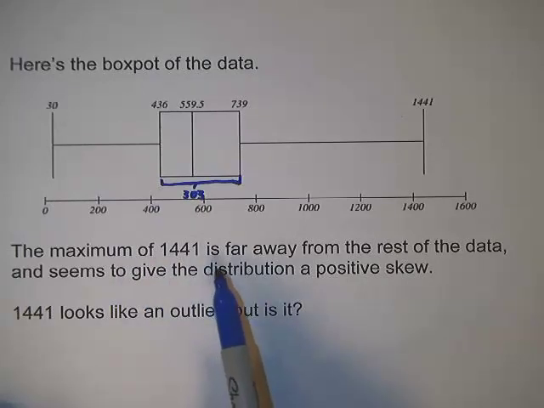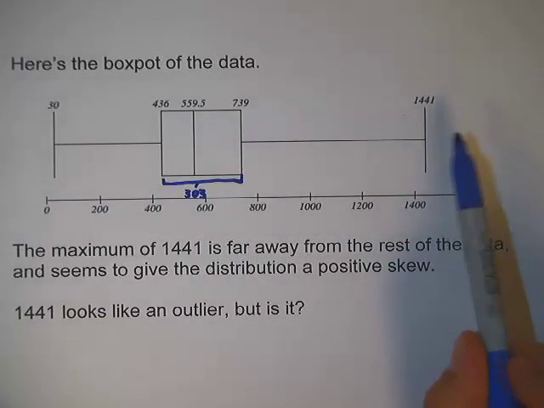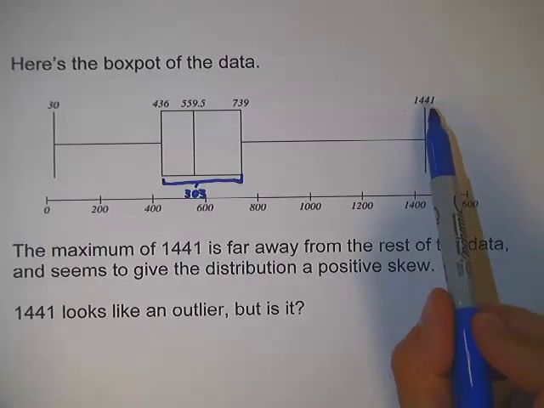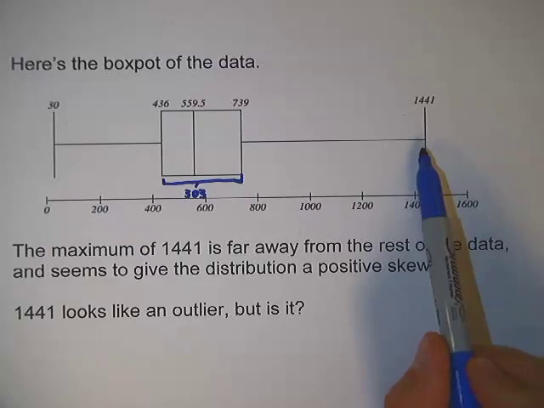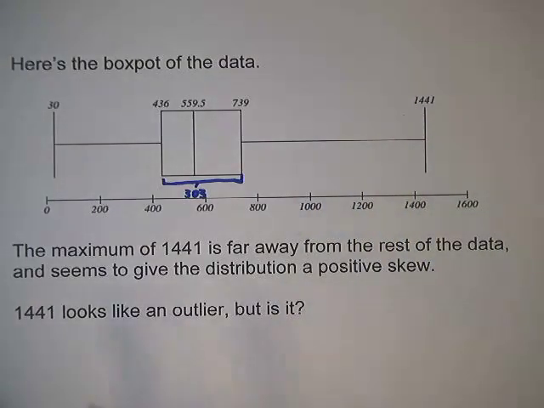The maximum of 1441 is far away from the rest of the data and seems to give the distribution a positive skew. Okay, remember the next highest value is 1068. This is all the way up at 1441. So that's going to make this upper whisker a lot longer, possibly giving it a positive skew. Okay, so 1441 looks like an outlier, but is it?